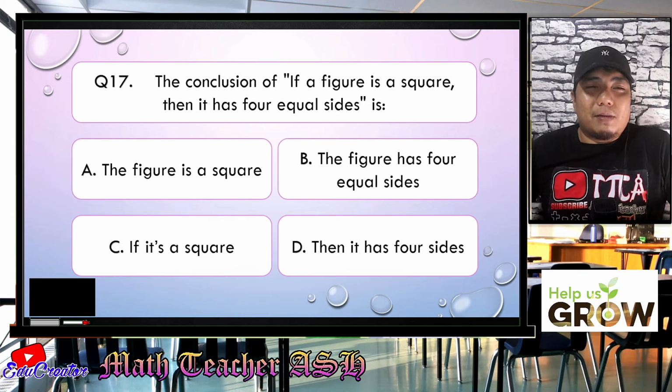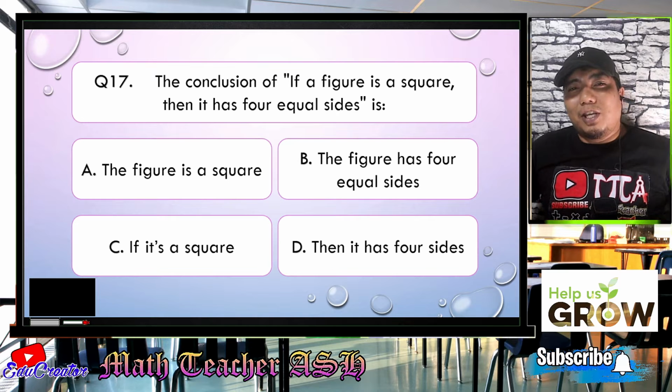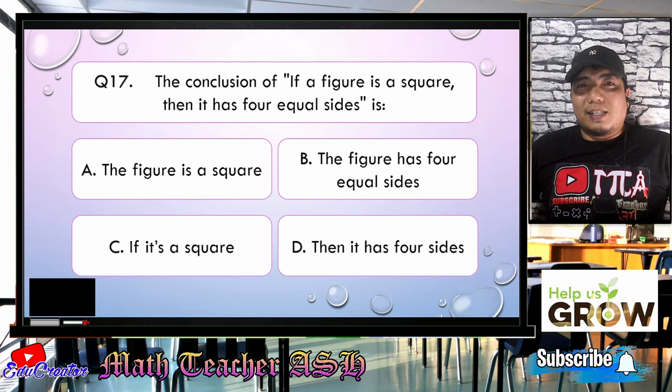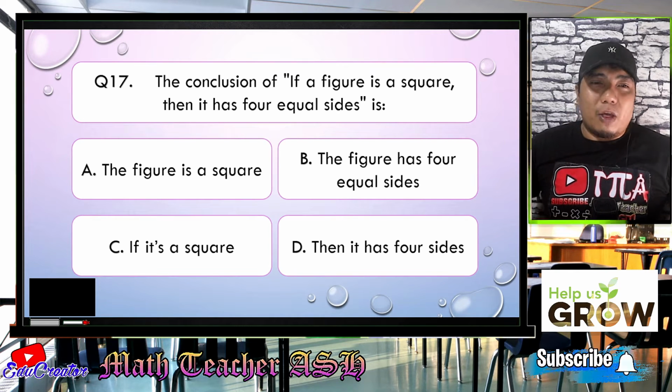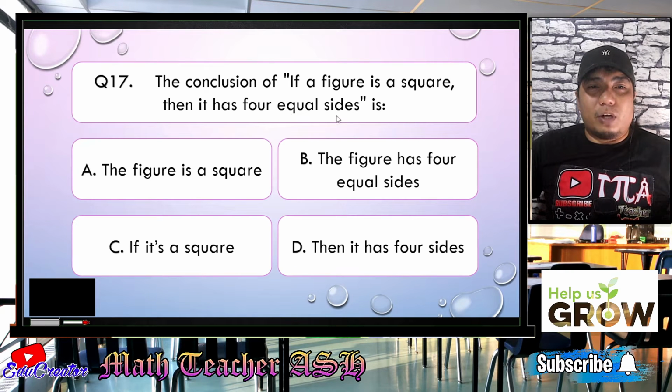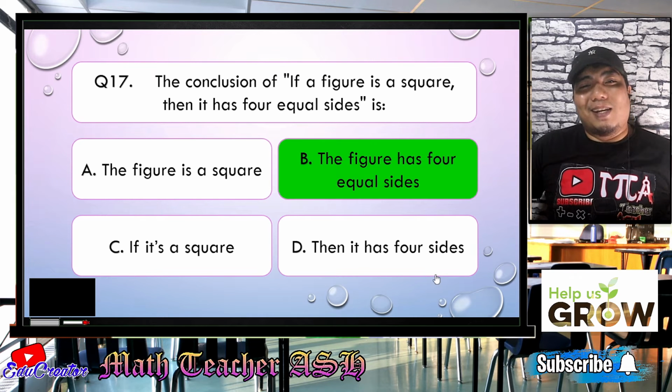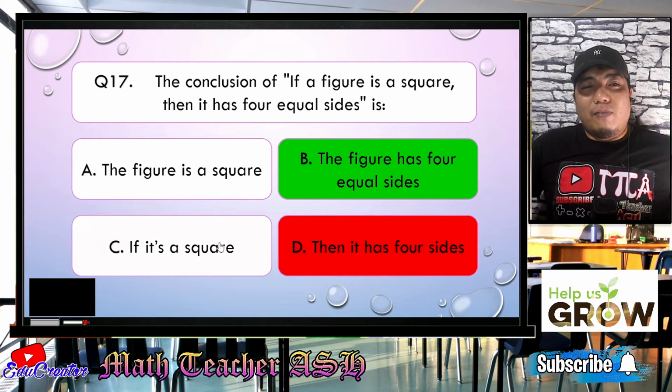All right, my dear math learners. As I've said earlier, the conclusion is the clause or statement after the word then. That is, it has four equal sides. So where is that here? Of course, that is the correct answer, letter B. All right. Easy, right? Very easy, my dear math learners.